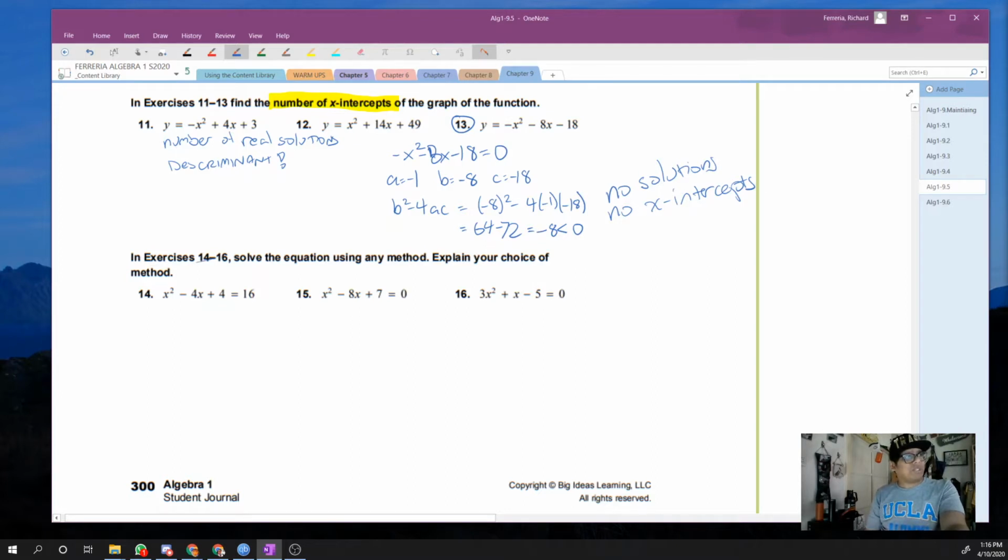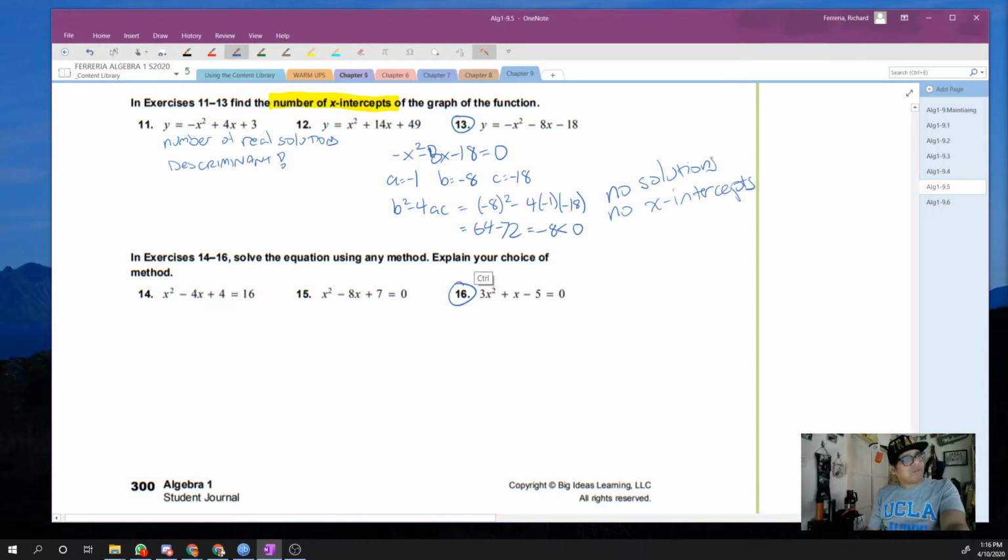Numbers 14 through 16 is free solve. You can solve using any method you want. Since we're learning about the quadratic formula, I figured I'd pick number 16. 16 is probably the one you're going to want to do with the quadratic formula, since a is equal to 3 and b is equal to 1. Those are both of the two things that we look out for when we use the quadratic formula.